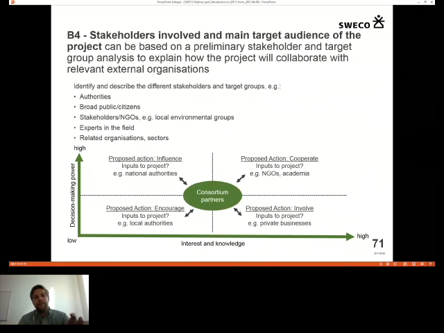So some sort of very simple figure like this could help the evaluator understand how you are valuing different kinds of partners, what you think you can contribute to them, and how they can contribute to your project. Again, categorize as much as possible and then explain the different categories. How can authorities help? How can the broad public and the citizens help the project? How will you help them, and so on.